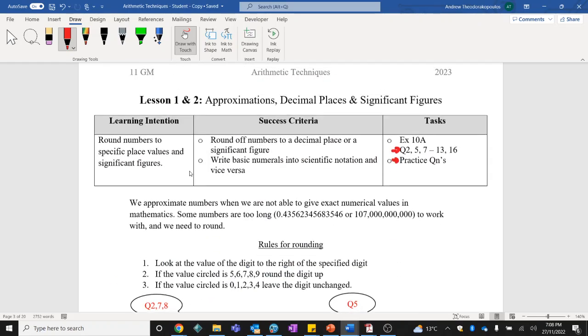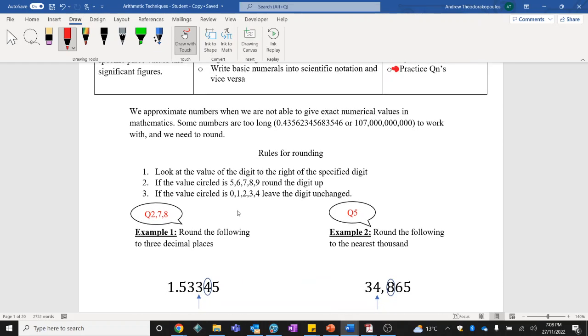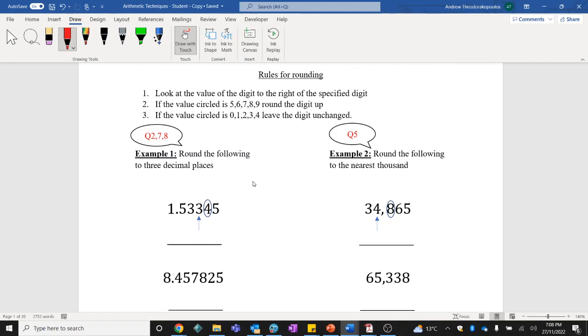But let's make a start straight away and let's go straight into approximating numbers. This is nothing really new to you guys. Well, this is basically rounding. Okay, so we're either rounding to 3 decimal places or 2 decimal places or 1 decimal place or as many decimal places as the question suggests. So the rules for rounding is to look at the value of the digit to the right of the specified digit. So what does that mean?